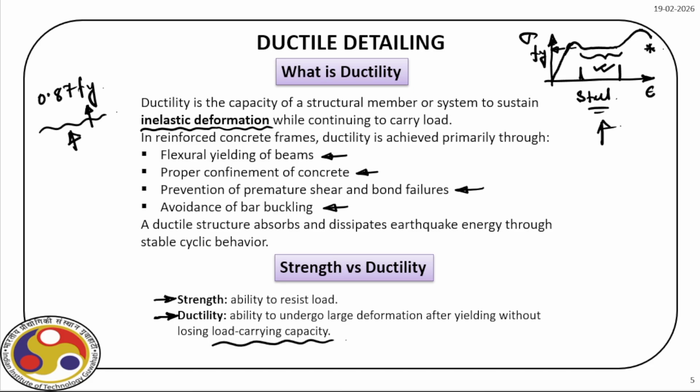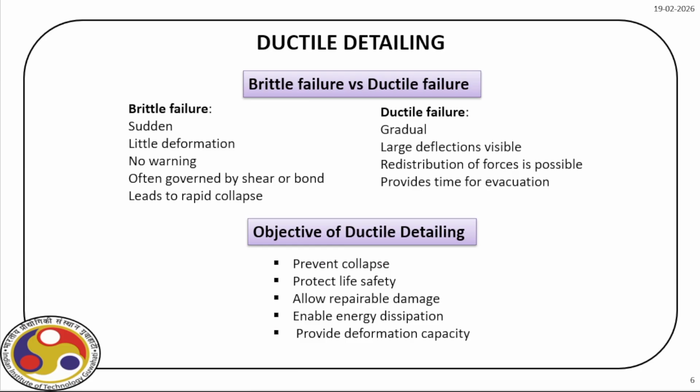Okay, so now let us quickly compare the brittle failure and ductile failure, and then we will see how we can bring in this concept as per the code that I have already shown. Now, brittle failure is a sudden failure. It doesn't undergo large deformation. This is important. Because it is a sudden failure, there is not much warning. There is not much time between the structure reaching its collapse point. Often governed by shear and bond, it leads to rapid collapse. This is important. Because there is no warning time, we experience a rapid collapse.